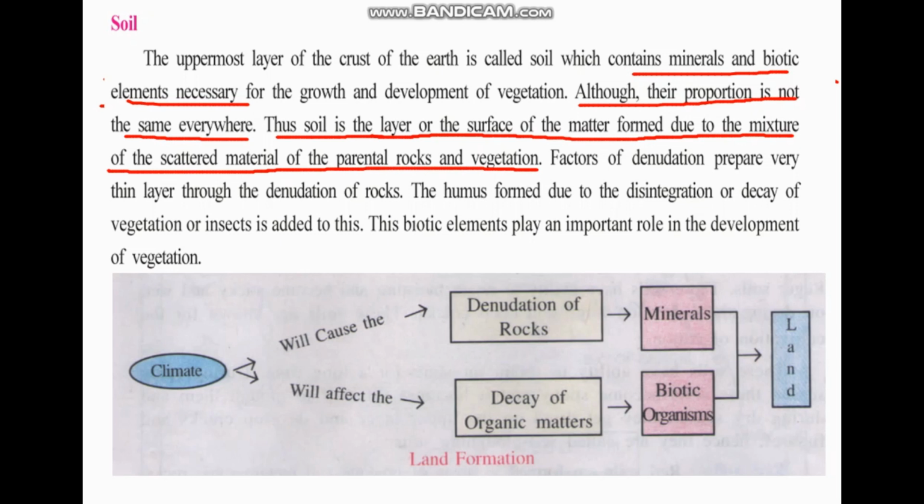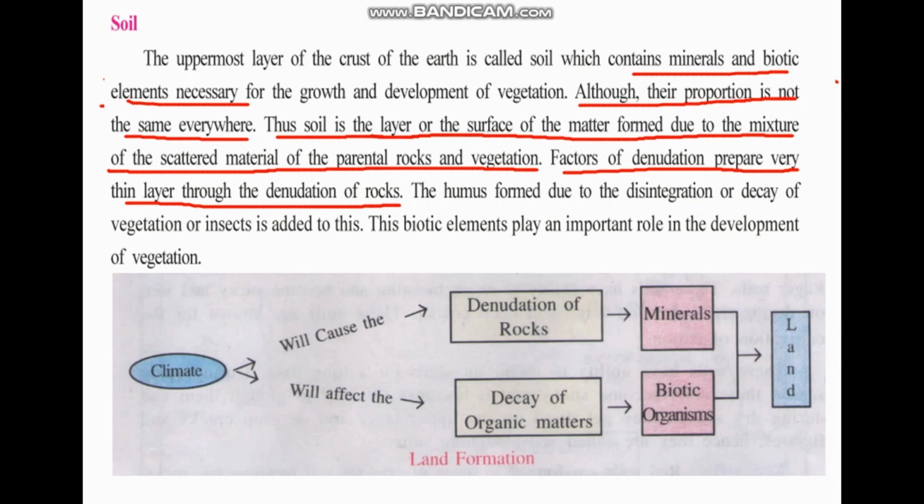Scattered material of parent rock and vegetation. Okay. Factors of denudation prepare a very thin layer through denudation. Rock denudation is broken down. Thus, humus formed due to the disintegration or decaying of the vegetation and insects is added to it. This biotic element plays an important role in the development of the vegetation.